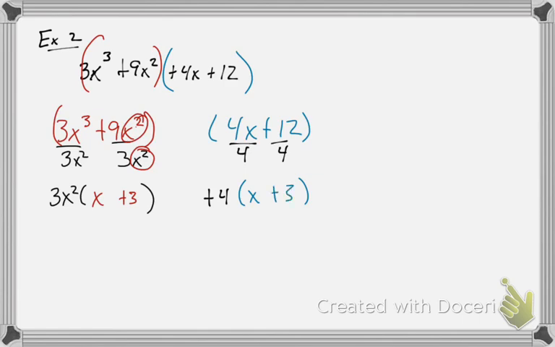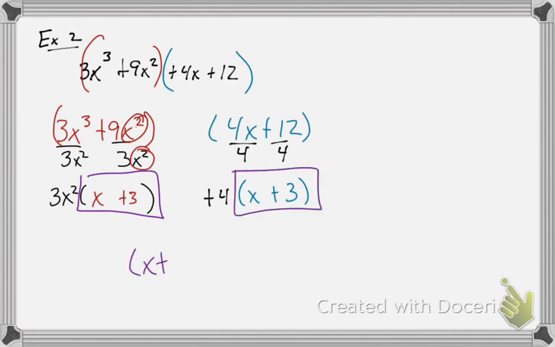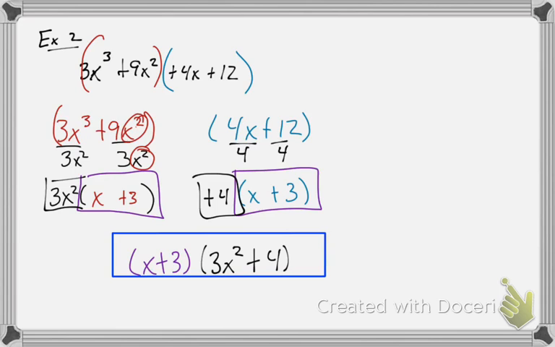And just like the last problem, I'm going to look for a common binomial, the two-term equation that they have in common. On this one, I see we've got an x plus 3 from the left side and an x plus 3 from the right side. So there's half of my answer. The other half would be the two greatest common factors that we took out, so 3x squared plus 4. And that gives us our answer.